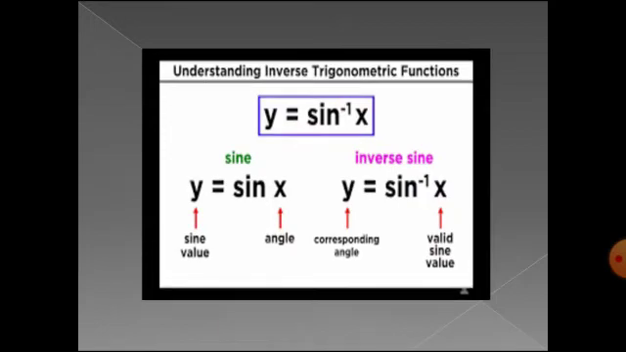Let us understand that clearly with a single term of the inverse trigonometric function. So here y is equal to sin inverse of x. Here x is the sin value and y is the angle. This is the trigonometric function sin. Y is equal to sin inverse of x: y is the corresponding angle here and x is the valid sin value. So this is the inverse sine.